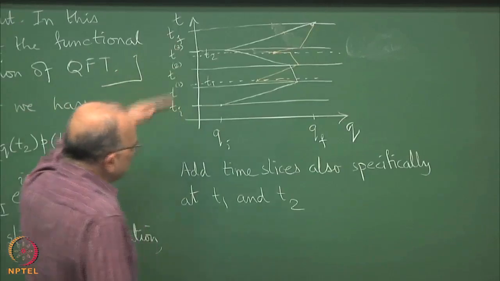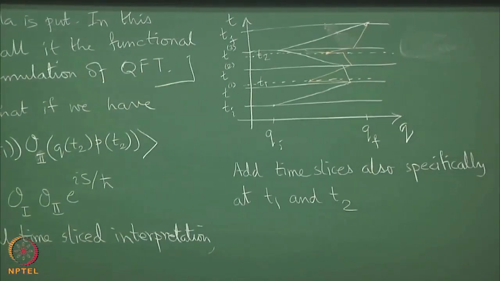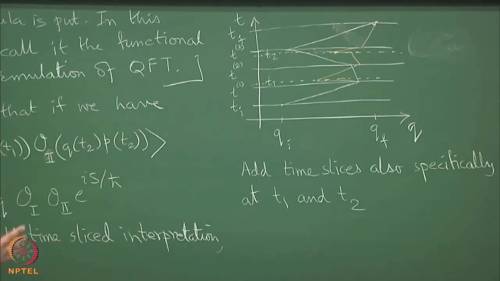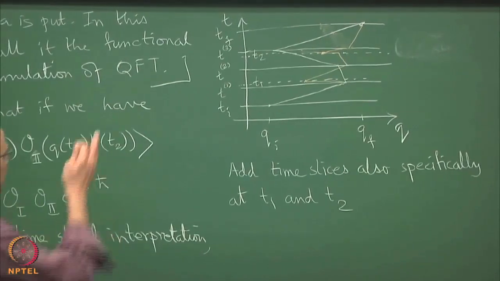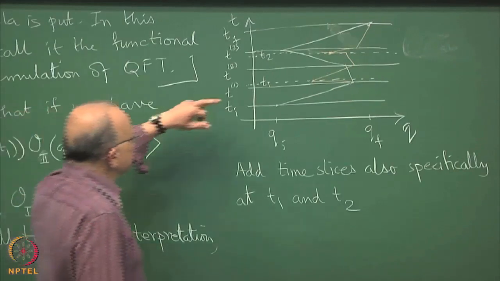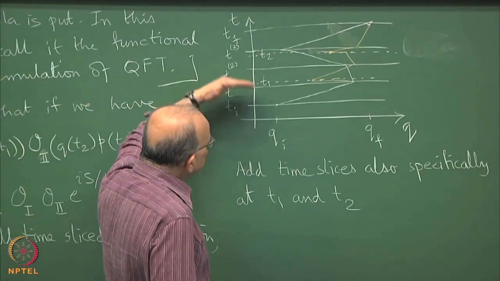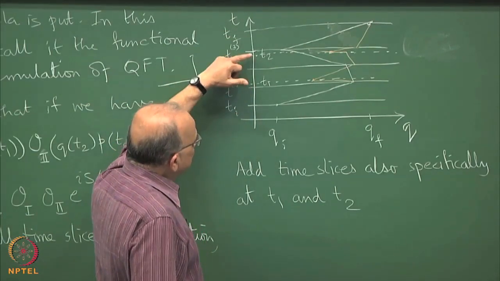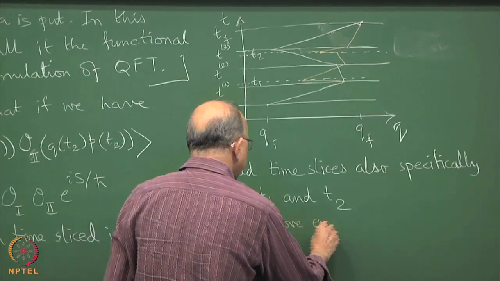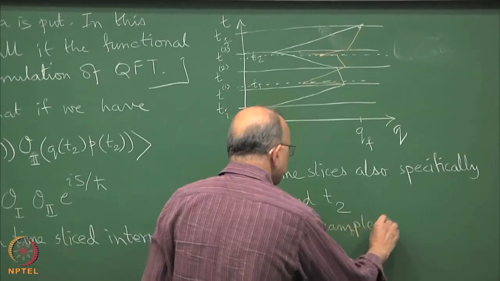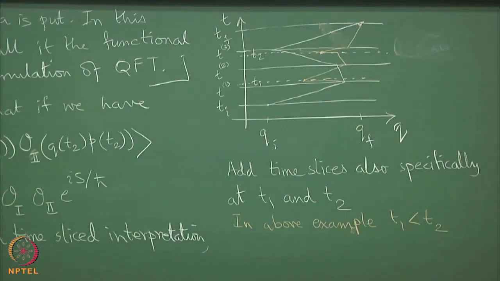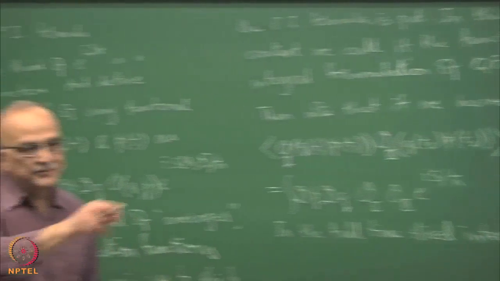Ultimately, you are supposed to take the limit of all the slices coming very close to each other, an infinite number of time slices. So automatically T1 and T2 are going to get covered in that. But we are just illustrating that strategically, in this sliced version before taking the limit, make sure that T1 and T2 are included in the list of slices. Once we do this, the slices are ordered. So if T1 is less than T2, then the T1 slice will appear before T2. In the above example, T1 is less than T2. Therefore, in the averaging, the operator O1 will automatically appear first. When you begin to average, it will get averaged first.